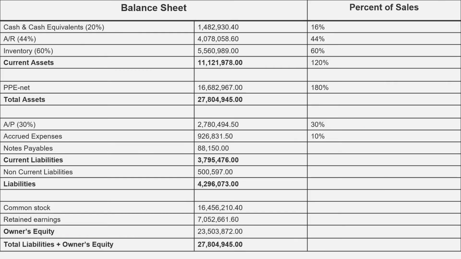Now, let's proceed to the balance sheet. For the balance sheet, all we have to do is get the percent of sales first. Meaning the 16%, 44%, 60%, we have to know first how we got this percent of sales. So we divide the cash amount in cash and cash equivalents from the balance sheet by sales of the income statement to get the percentage of sales.